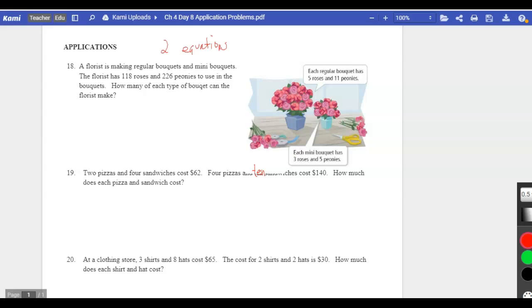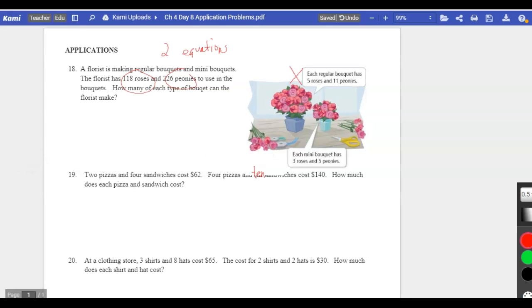It says each regular bouquet has 5 roses and 11 peonies. So actually this first one's the trickiest one out of all of them, because you need to come up with 2 equations, and we're dealing with roses and peonies. And what we have here, we have a regular bouquet that will let equal x, and the mini bouquet will let equal y.